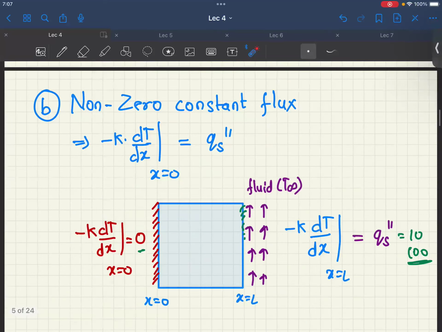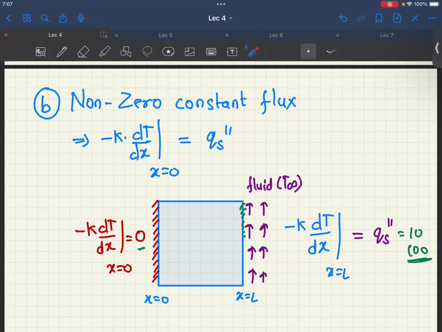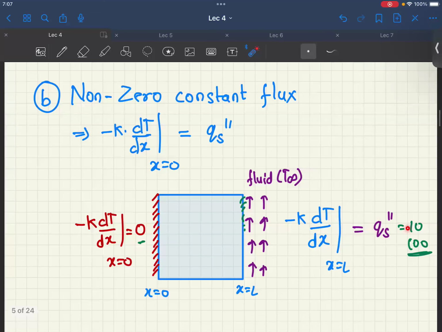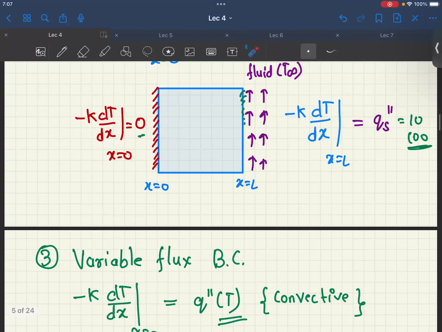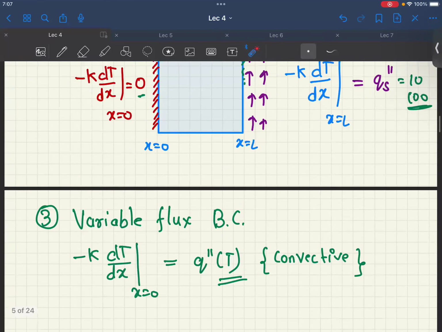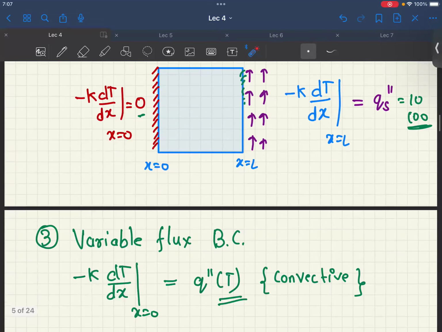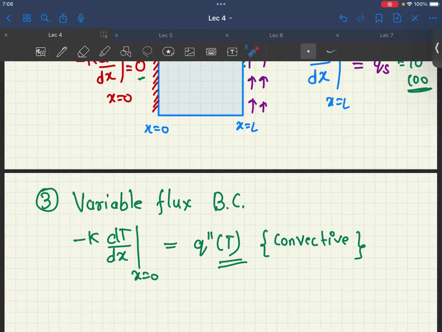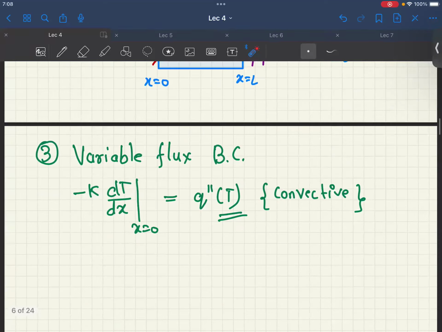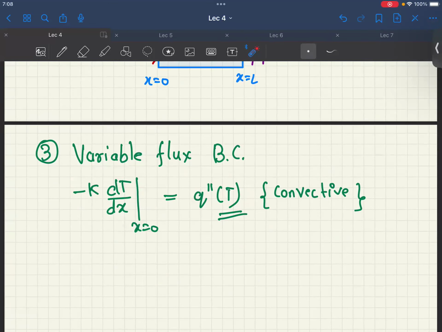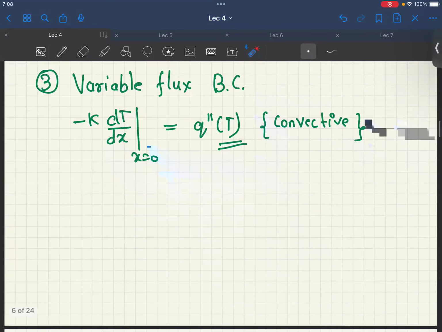Then the non-zero flux boundary condition, wherein we have some positive value of flux. Here is the zero flux boundary condition and here is the non-zero flux boundary condition, and this constant could be any numeric value, for example 10 or 100. That would be a non-zero flux for a constant flux boundary condition. And the third and last boundary condition is the variable flux boundary condition, in which the flux is a function of temperature.